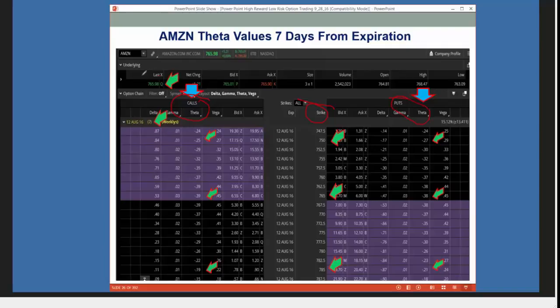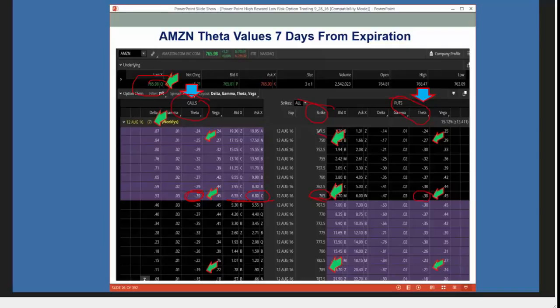So in this example, Amazon's trading at 765. So you come down here at the money, 765. You come over to the calls, and you see it's 39-cent theta decay. So that's $39 a day. So if you were to buy this 765 call, and let's say you paid $680 for it, basically the next day, if it's gone no place, it's going to be down in value by roughly 40 cents. So it's going to be 640. So that's the theta decay.